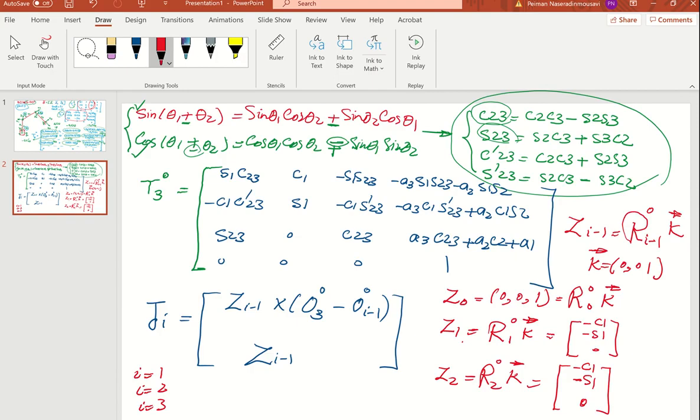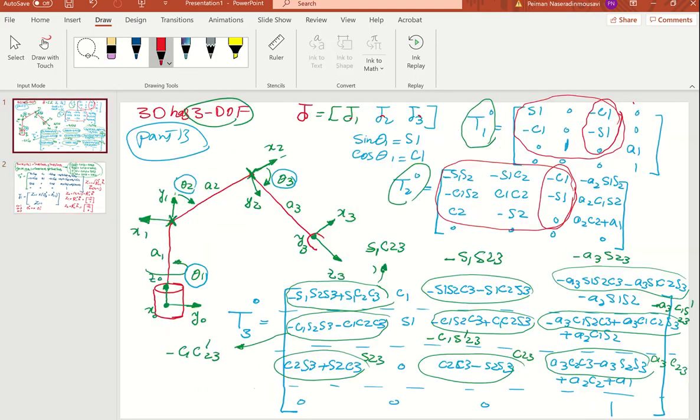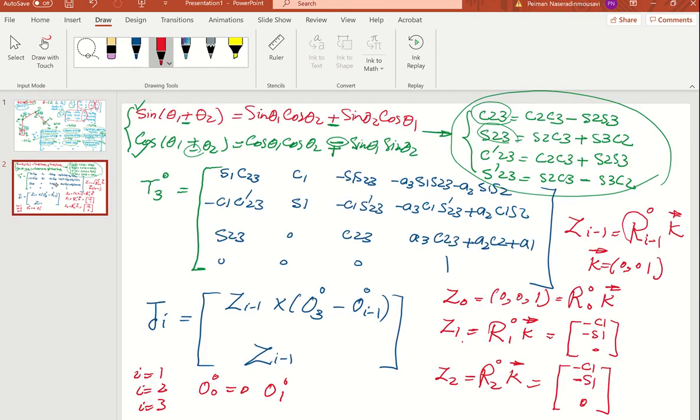And obviously O0 with respect to 0 is 0. There's no displacement for that. O1 with respect to 0, in the previous class, I said this is O1 with respect to 0. Here we go. It is 0, 0, A1. Now let me go to the next page.